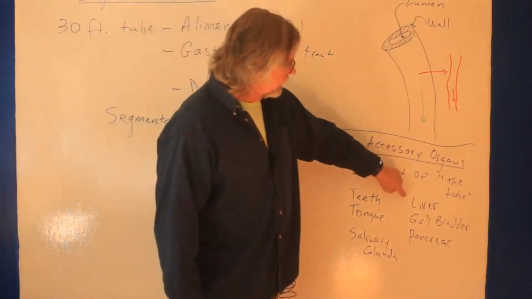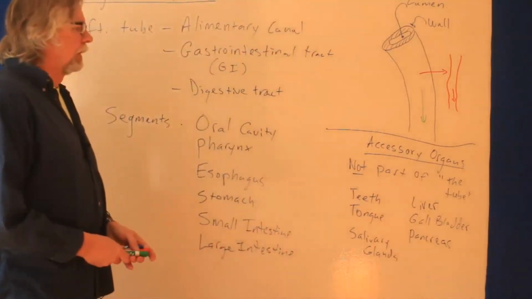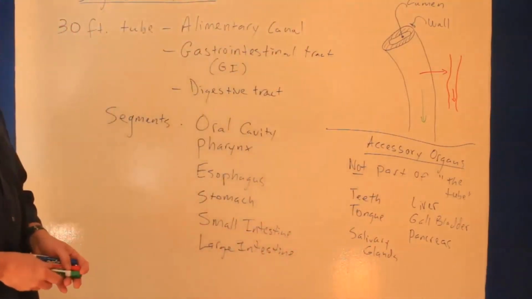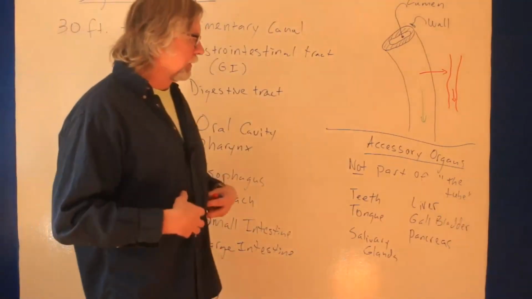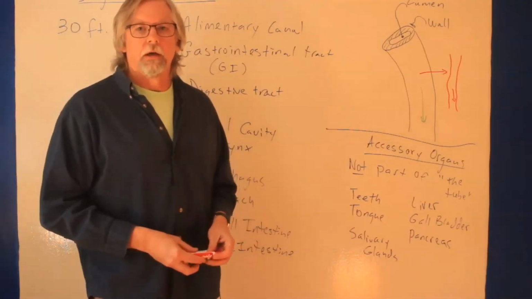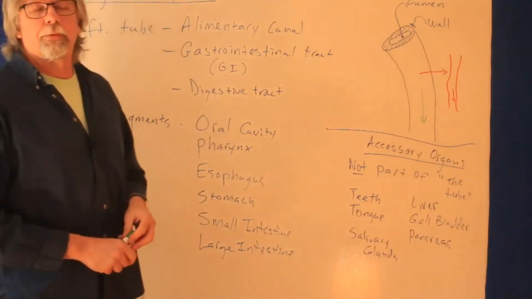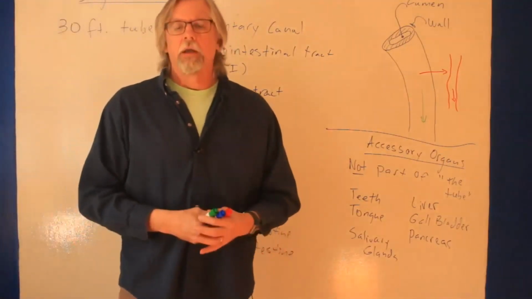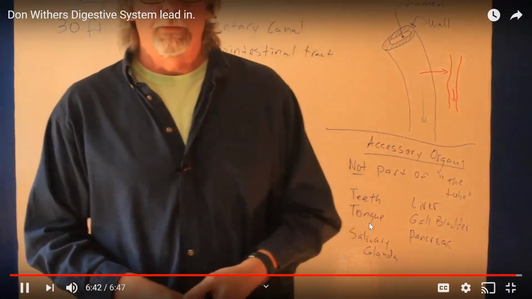Other accessory organs, liver, gallbladder, and pancreas, play a specific function in further digestion and also absorption later on, when materials get into the abdominal segments of the digestive tract. So that's a very brief, basic introduction, and we'll continue this with more specific information.